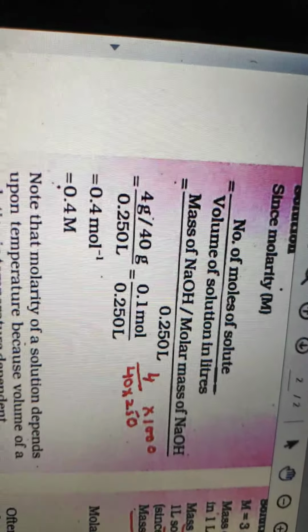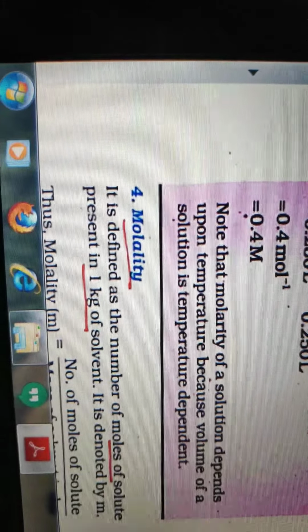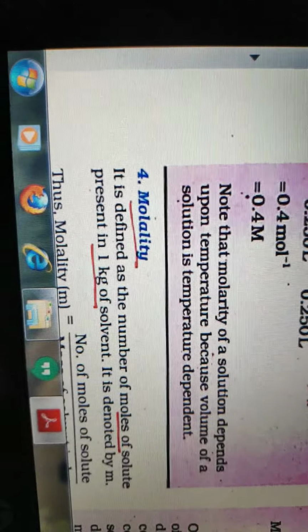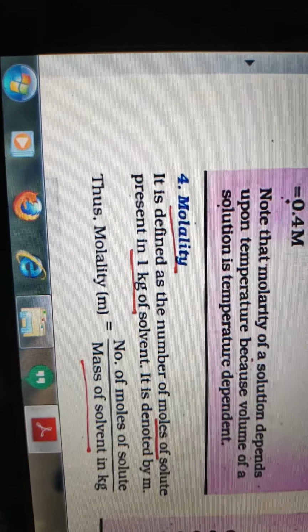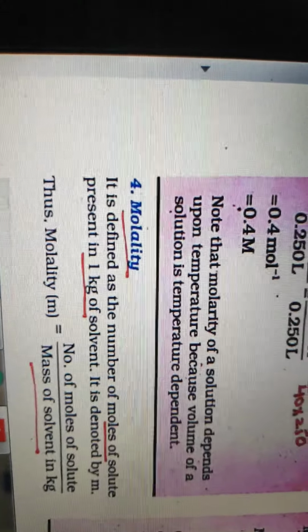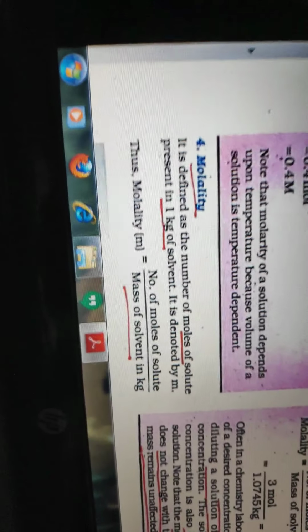Now the last method of expressing the concentration of a solution is molality. What is molality? Molarity is capital M and molality is small m. The symbol of molality is small m and it is related to the mass of solvent. So how is it defined?